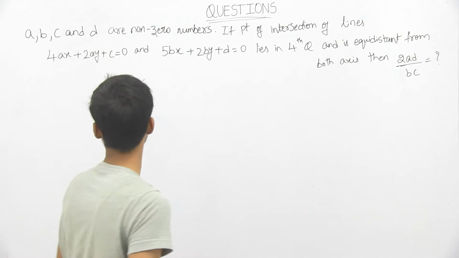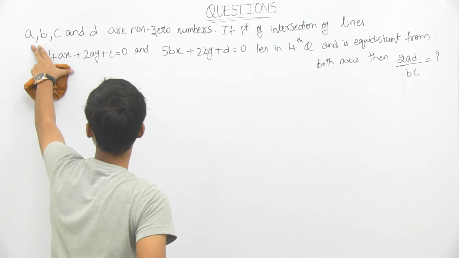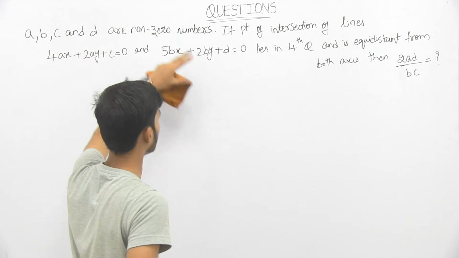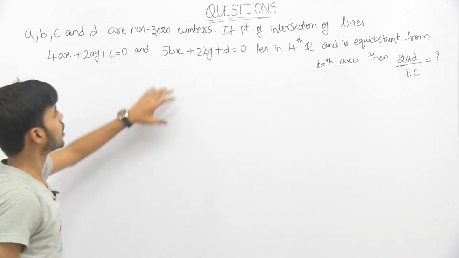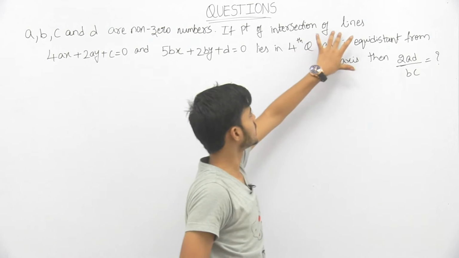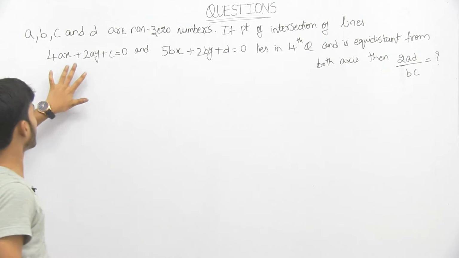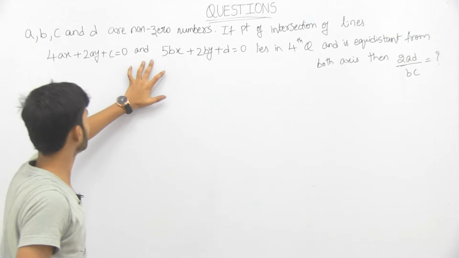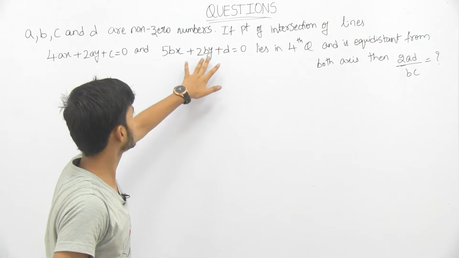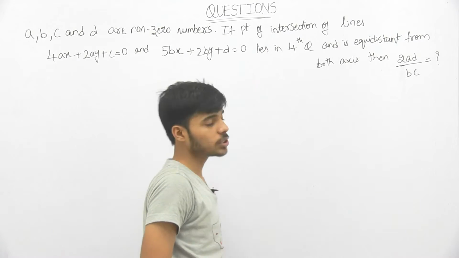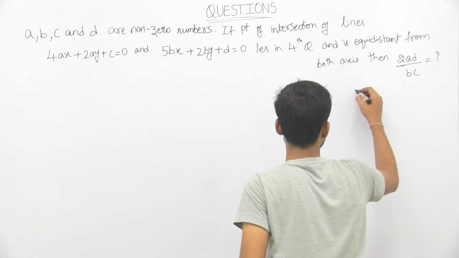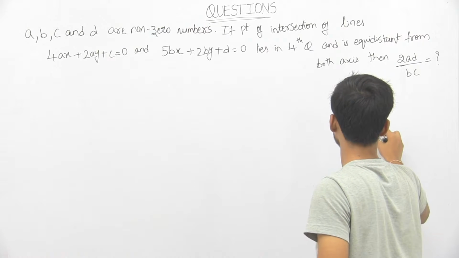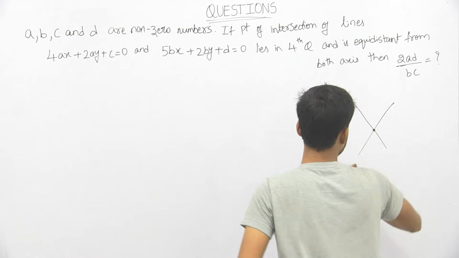सिंपल सा लॉजिकल क्वेश्चन करते हैं. गिवन दैट a, b, c and d आर नॉन जीरो नंबर्स and point of intersection of lines 4ax plus 2ay plus c is equals to 0 and 5bx plus 2by plus d is equals to 0. इन दोनों लाइंस का इंटरसेक्शन पॉइंट फोर्थ क्वाड्रेंट में है.